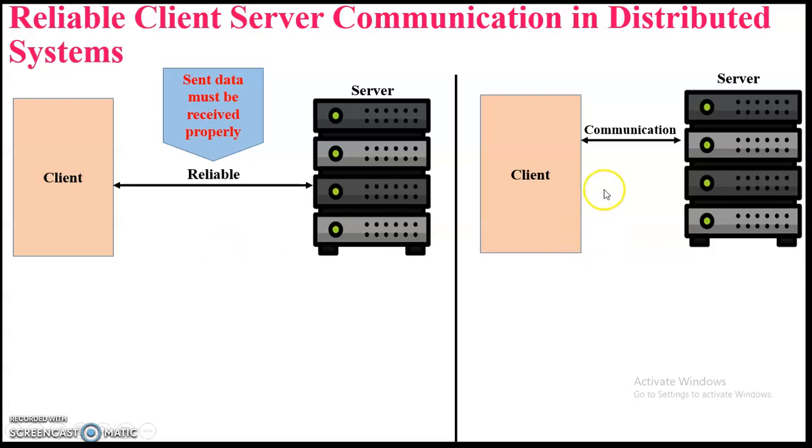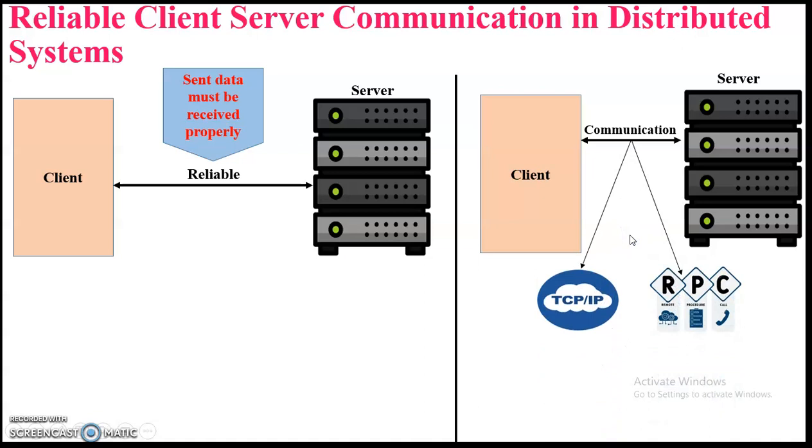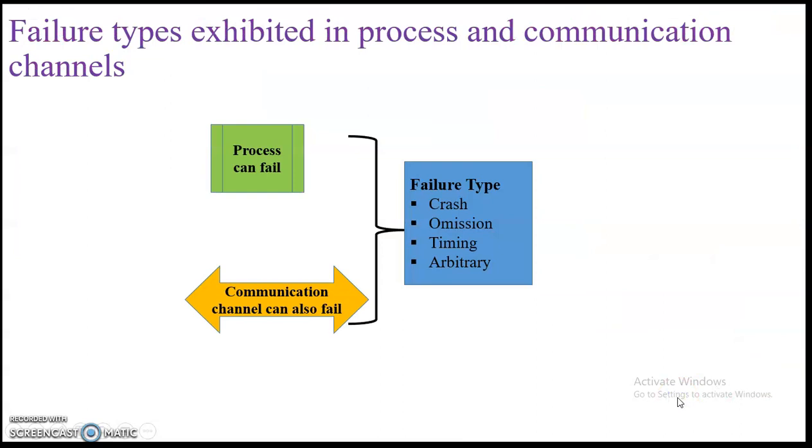This communication that takes place between the client and server uses two protocols, that is TCP/IP protocol and RPC protocol, that is remote procedure call protocol. Then in addition to the process failure, communication channels can also fail. And these are the failure types that are exhibited in processes as well as communication channels. Which are the failure types? Crash failure, omission failure, timing failure, and arbitrary failures.